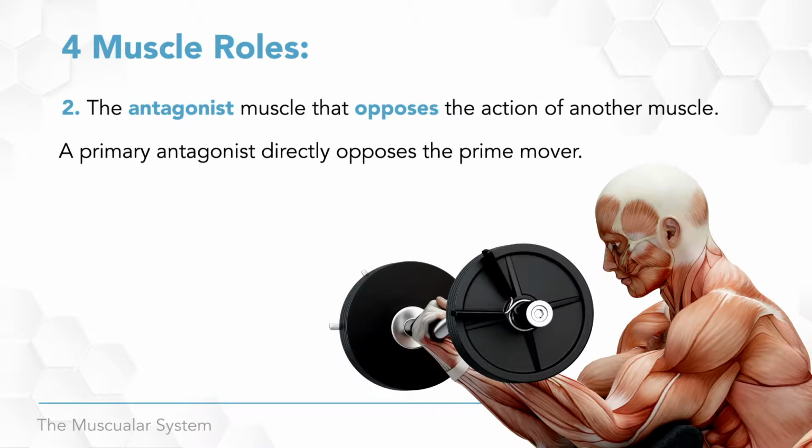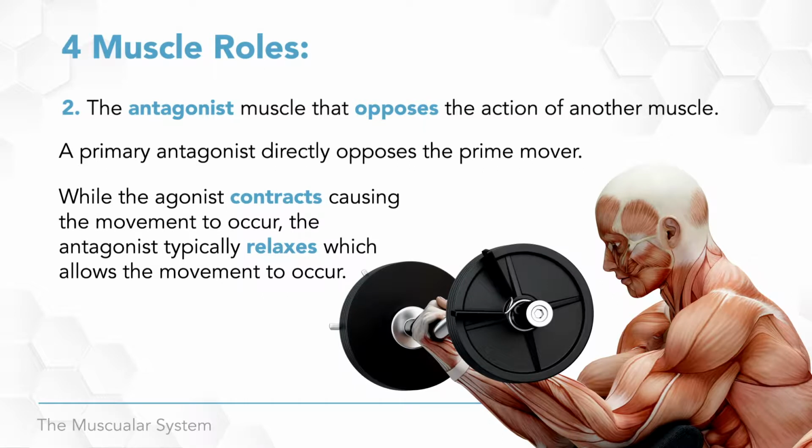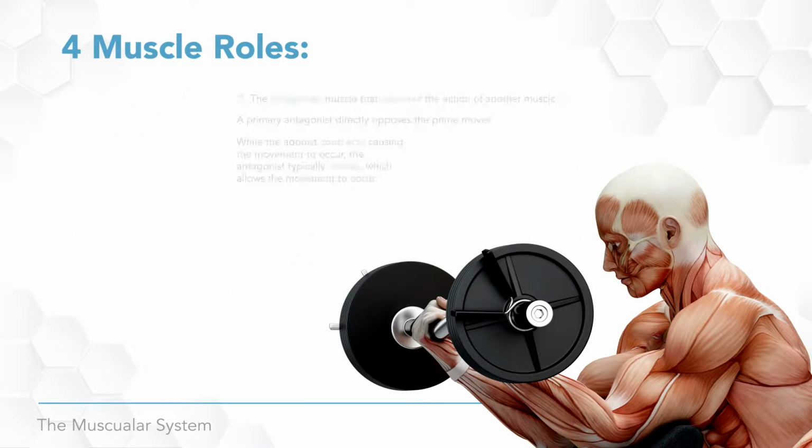A primary antagonist directly opposes the prime mover. While the agonist contracts, causing the movement to occur, the antagonist typically relaxes, which allows the movement to occur. In some cases, the antagonist actually contracts. Like in the bicep curl, the tricep is the antagonist and contracts on the downward phase of the movement in order to produce a controlled movement.